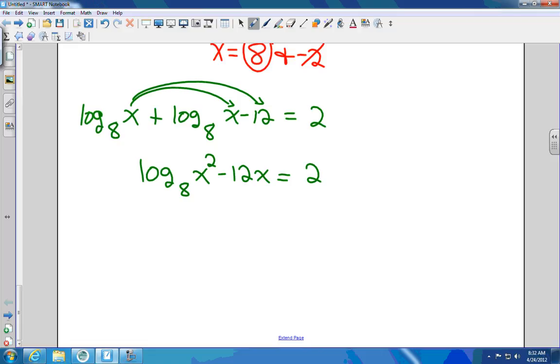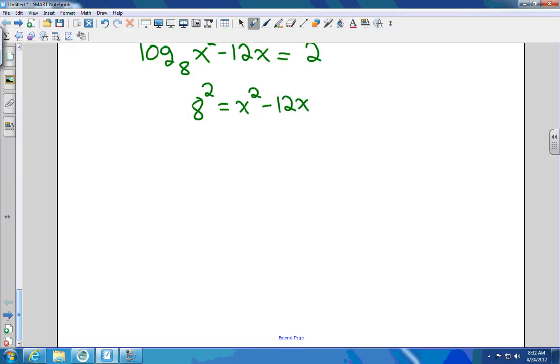Then what? Good. Change it to exponential. 8 to the second equals x squared minus 12x. What's 8 to the second? So we have 64 equals x squared minus 12x.